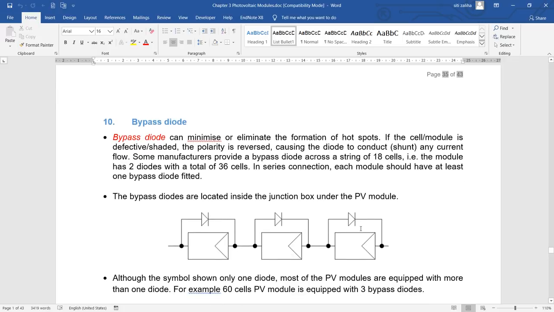So let's go through the bypass diode. A bypass diode can minimize or eliminate the formation of hotspots. If the cell in the module is defective or shaded, the polarity is reversed, causing the diode to conduct and shunt any current flow. Some manufacturers provide a bypass diode across a string of 18 cells. For example, the module has 2 diodes with a total of 36 cells. In series connection, each module should have at least one bypass diode fitted.